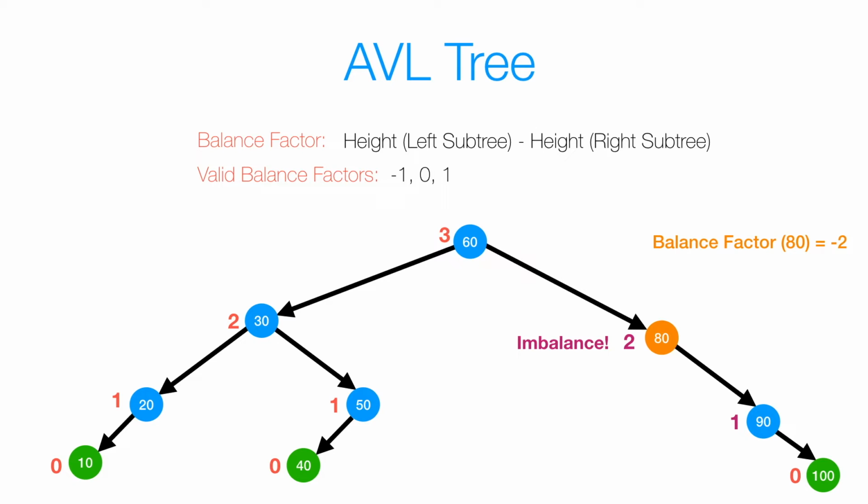Our balance factors have to be -1, 0, or 1, meaning that the height between our node's left and right subtree should be at most 1. However, in this case, it is 2. Now, to fix this imbalance, we're going to have to rearrange this subtree rooted at 80. And this brings us to our next topic, called rotations.